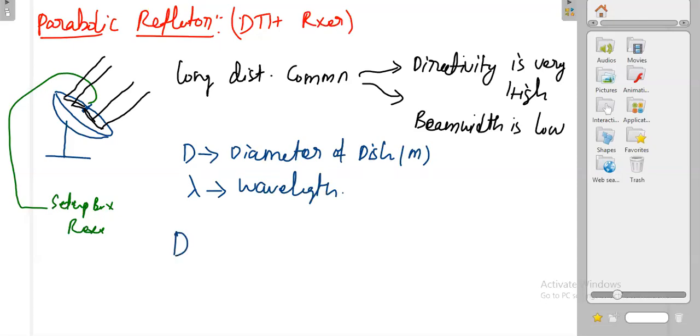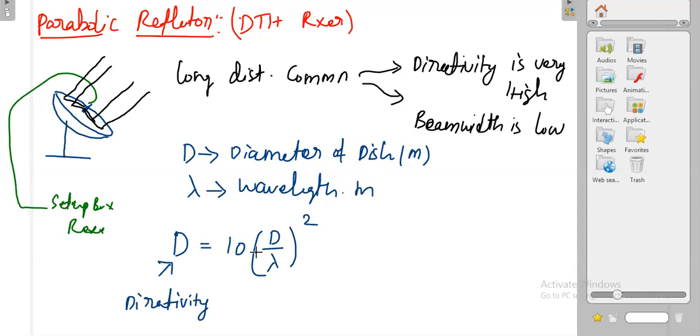So directivity is equal to 10 (D by lambda) whole square, very important. So the directivity of the parabolic reflector is 10 (D by lambda) whole square. This D denotes the directivity. Directivity is just a number, no unit. D square divided by lambda square: the unit of D is meter, the unit of wavelength is also meter. Both will cancel, and finally you will get no unit. So 10 (D by lambda) whole square. Simple formula.